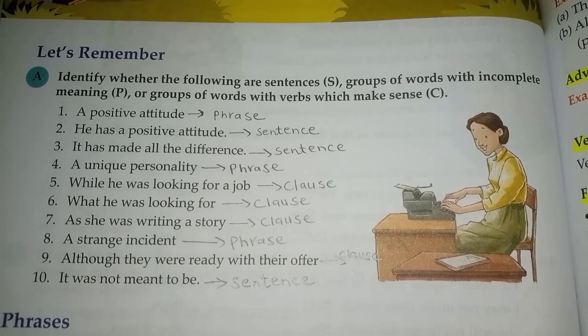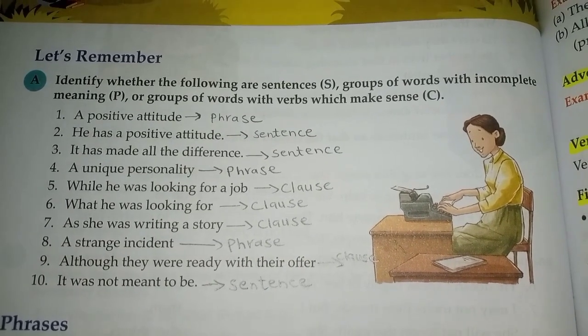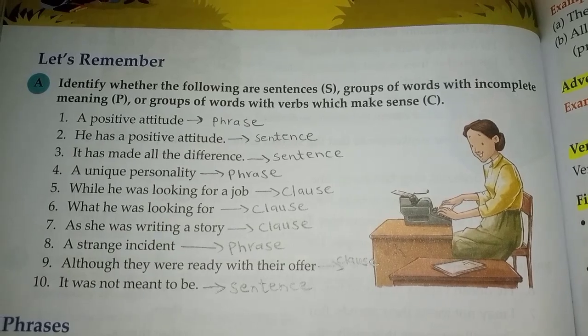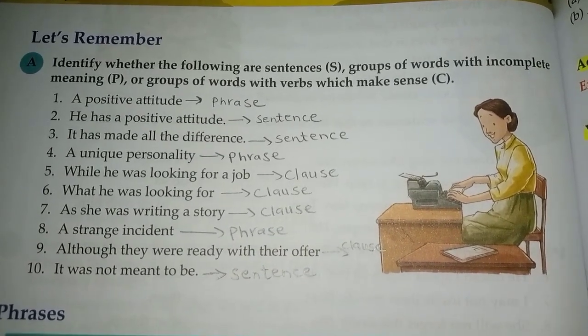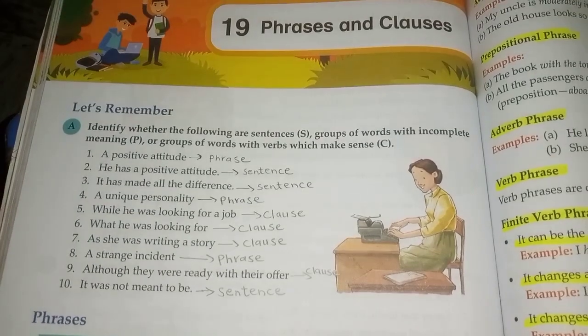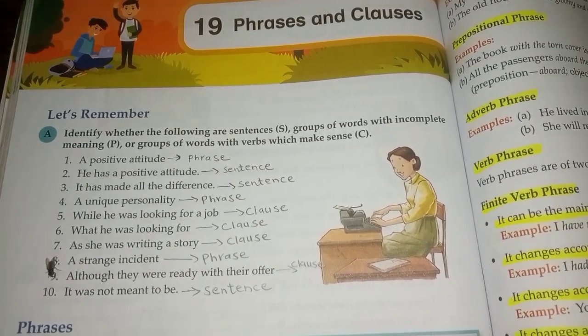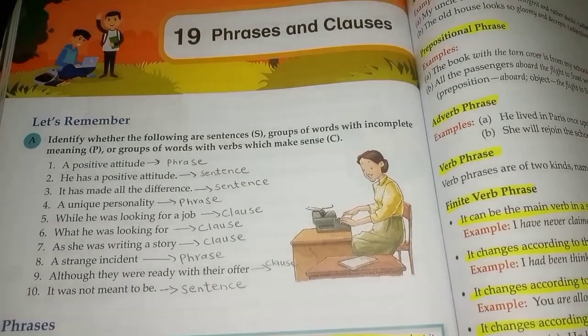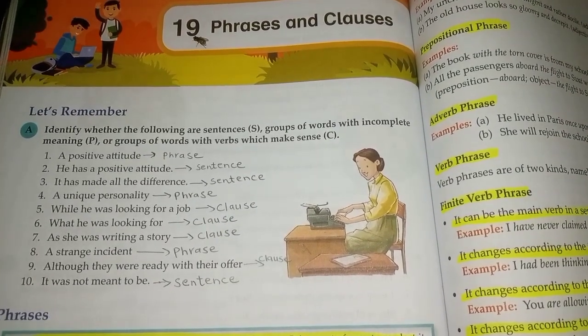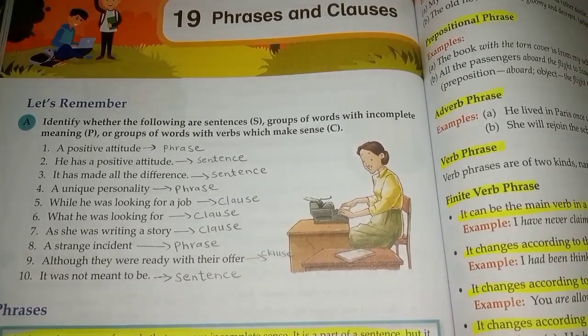The first sentence is a positive attitude. This is a phrase. It is just a noun, attitude, with an adjective, positive. There is no verb and no subject doing an action. It's a fragment of a thought. Second sentence is he has a positive attitude. This is a sentence. It has a subject he and finite verb has. It makes perfect sense on its own.